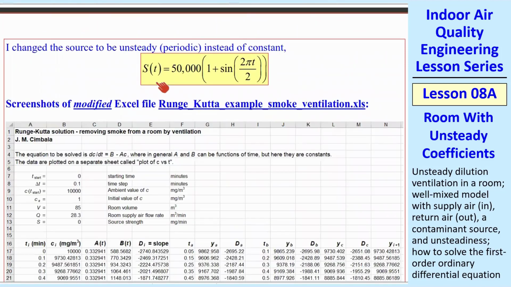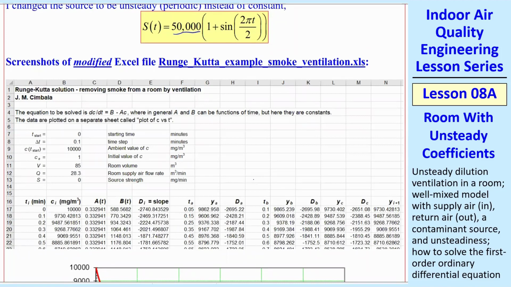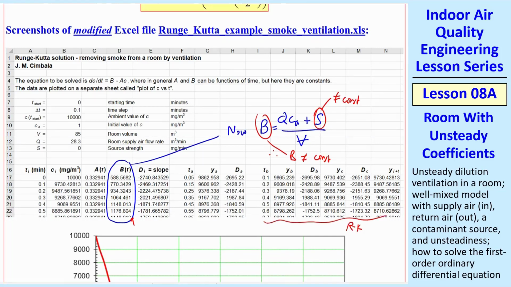And I just made up some numbers here. So there's a certain period and a certain amplitude of this source strength. Here's the modified Excel file. Notice that B equals, again, QCA plus S over V. And since S is not a constant, B is not a constant anymore. It's sinusoidal. And then the rest of this is all the Runge-Kutta stuff that I showed you before.